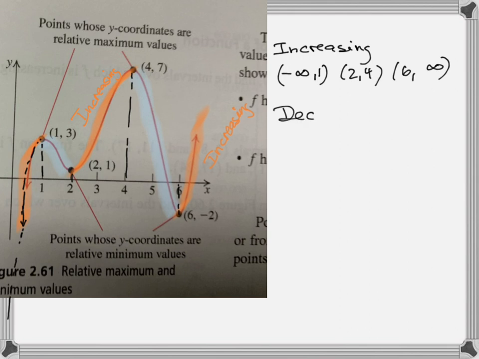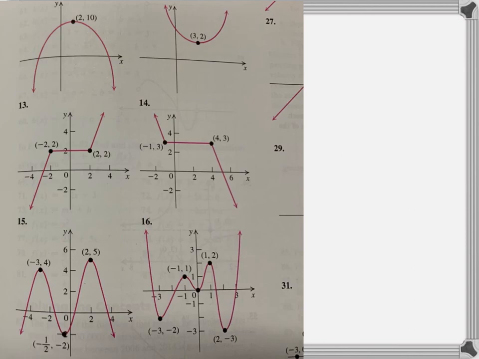Okay, where's the graph decreasing? 1 to 2. And from 4 to 6. Beautiful. Yep, that's it. Increasing, decreasing over x values. Don't use 7, the y values.